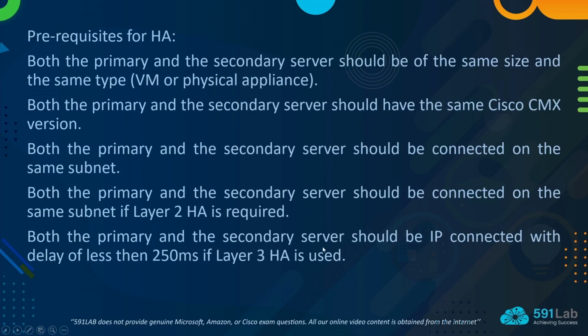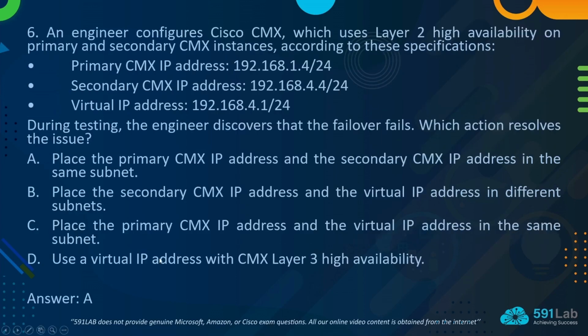Both the primary and secondary server should be IP connected with delay less than 250 milliseconds if layer 3 HA is used. Here we did not mention anything about delay or layer 3. So we're going to stick with the main thing: the primary and secondary servers should be connected to the same subnet. So the answer should be A, place the primary and the secondary in the same subnet. Like we said, we put them on the same subnet and the failover should happen.